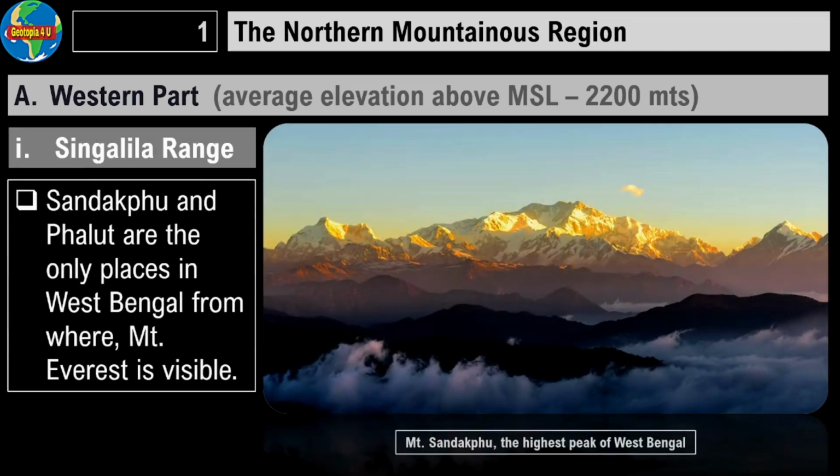In this picture, you will notice Mount Sandakphu, which is the highest peak of West Bengal. Sandakphu and Falut are also the only places in West Bengal from where Mount Everest, the tallest peak of the world, is visible.